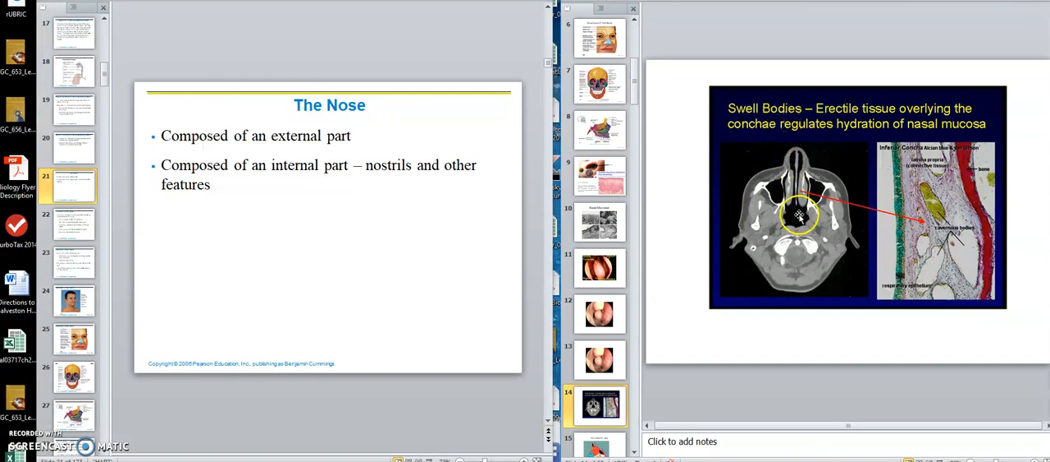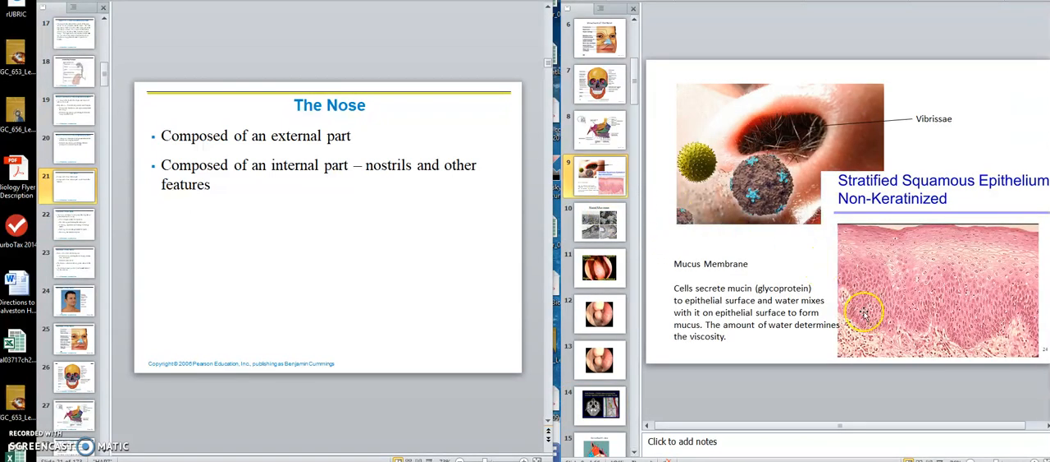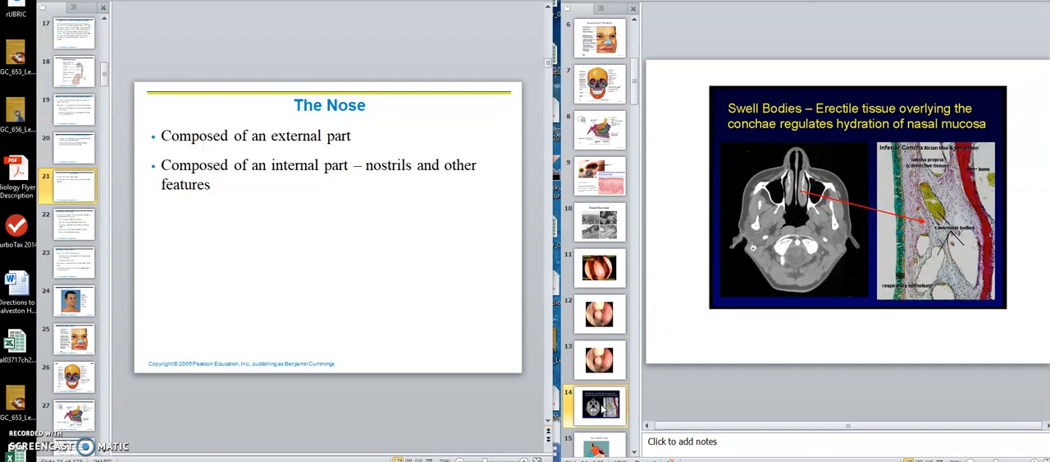Swell bodies. Now, underneath this epithelium here, that's where the blood vessels would be. And the swell bodies basically are this. If you notice, even if you don't have a cold or anything, that one nostril will not have quite the same flow as another nostril. Now, basically what happens is that these swell bodies, which are erectile tissue, swell up in one nostril slightly. And what that does is decrease the airflow into that nostril.